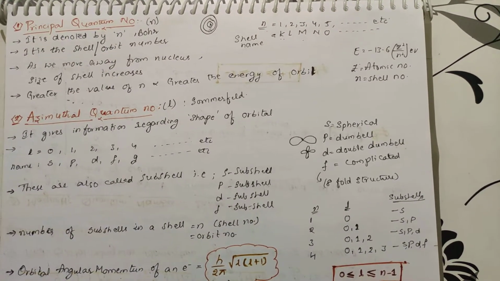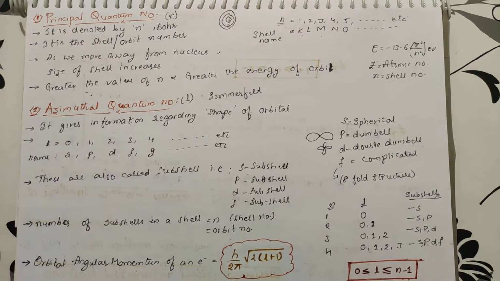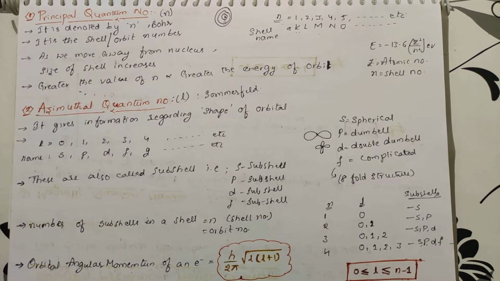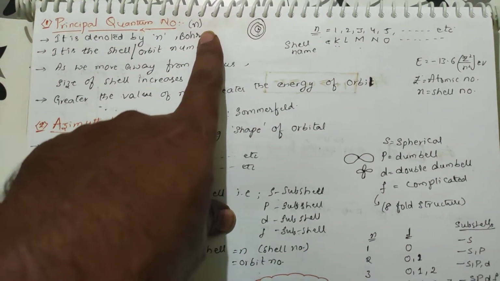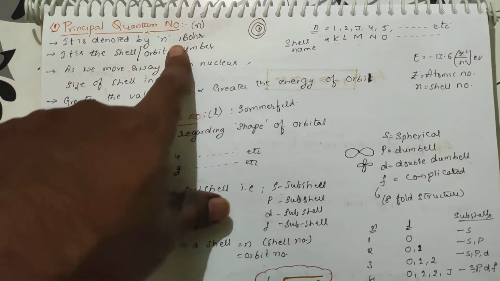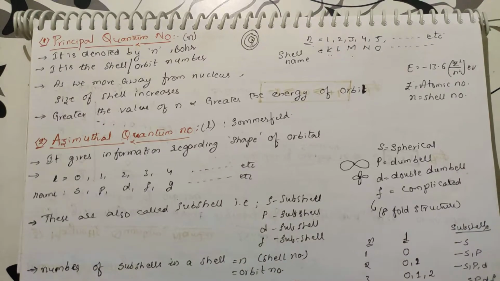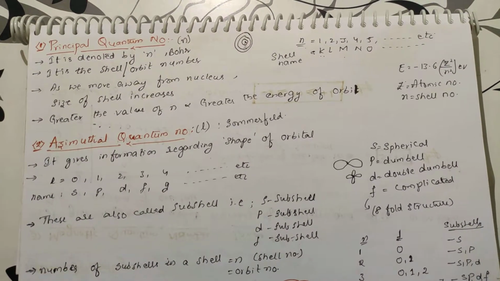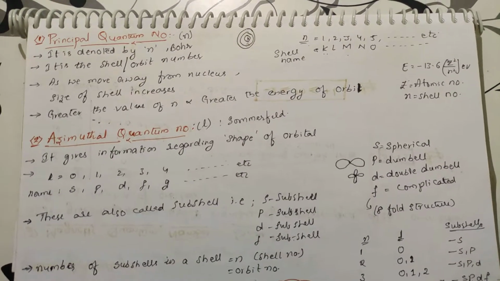Today we are going to deal with quantum numbers. The first quantum number is the principal quantum number, denoted with small n, and it was proposed by the scientist Bohr. Bohr is the scientist who has given the quantum number n. The n indicates the shell or orbit number.